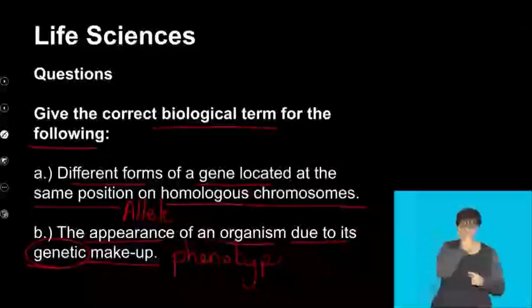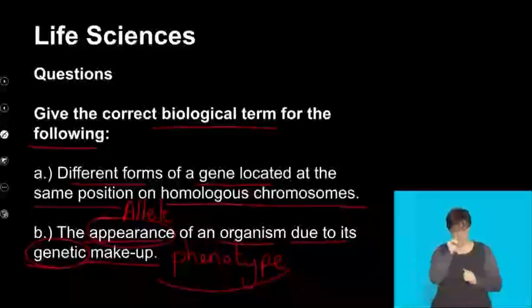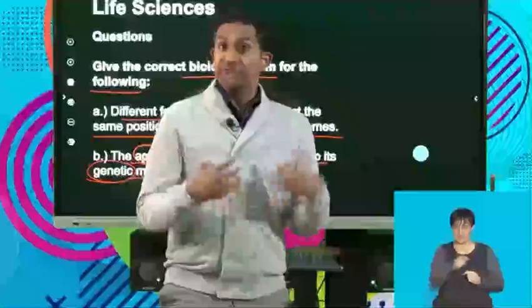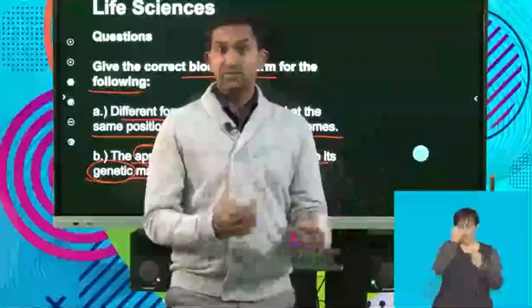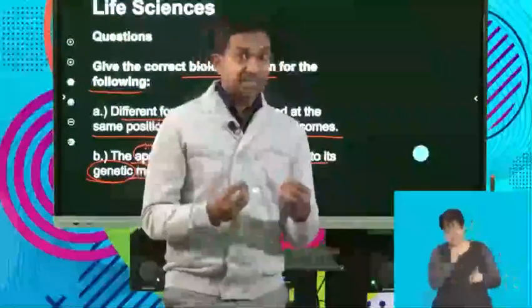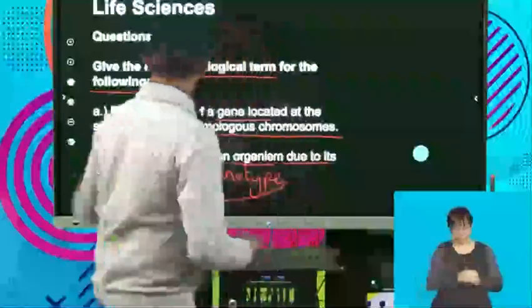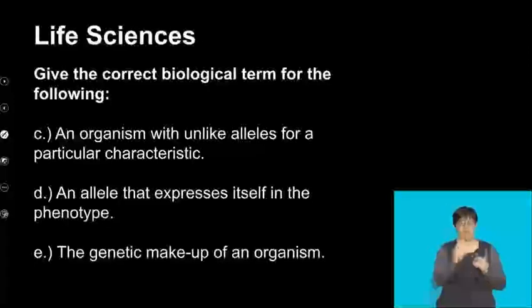So when we talk about the appearance of an individual due to its genetic makeup, we say that that is the physical expression of a characteristic. So when we describe an individual being tall or left-handed, we say that that's the physical expression of the genes. A few more and then we'll get into some detailed application.